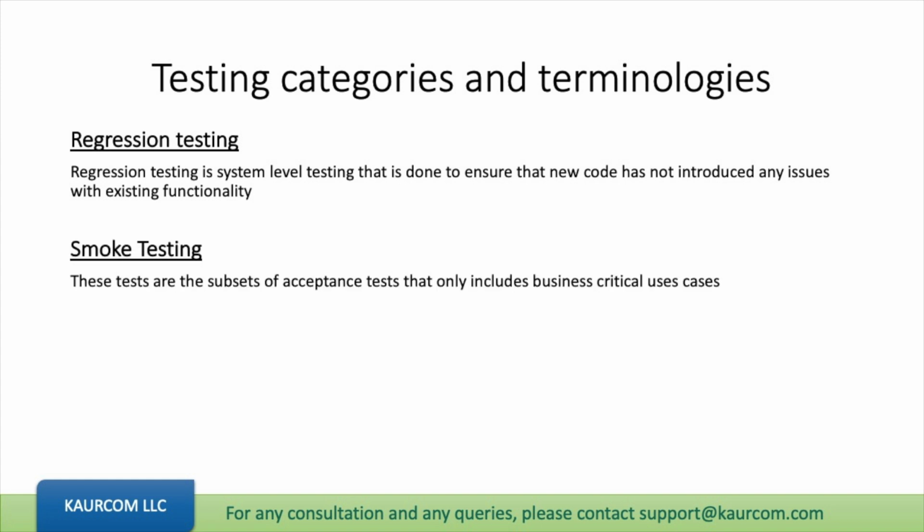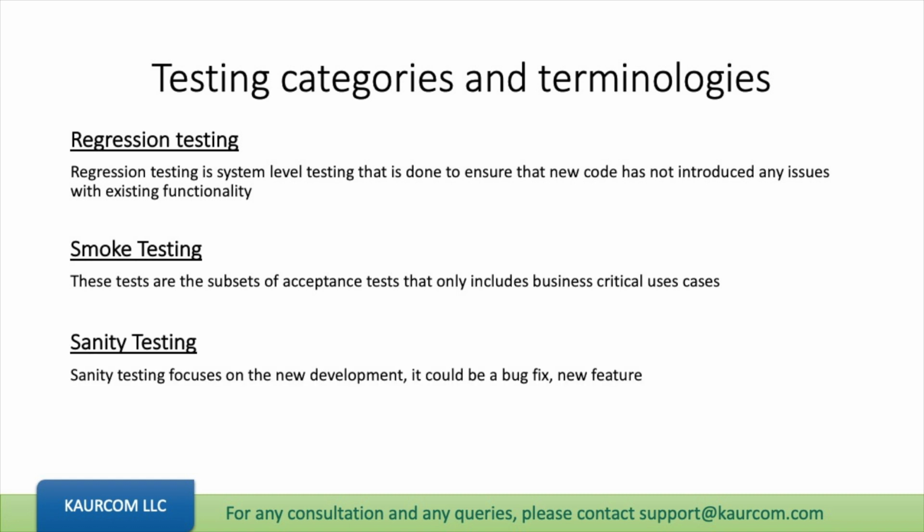Next, we have smoke test. These tests are the subset of acceptance test that only includes the business critical use cases. For example, testing for login for a web application. It's a critical use case because if you can't even log into a system, then no other functionality can be accessed. Sanity testing. Sanity testing focuses on the new development. It could be a bug fix or a new feature.